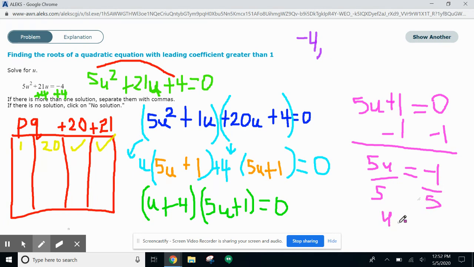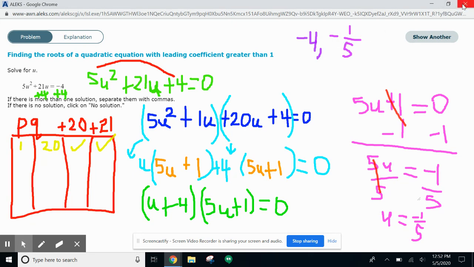And u equals negative 1/5. And I can write that up here in purple as well, negative 1/5. And because I was lazy and didn't do it as I was writing it, I'm going to go cross out those zero pairs and stuff. So now my two roots for this one are going to be negative 4 and negative 1/5.